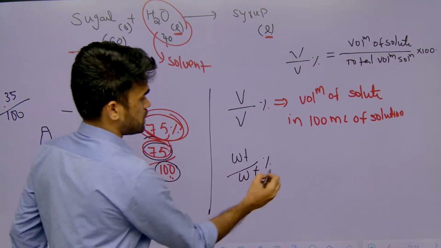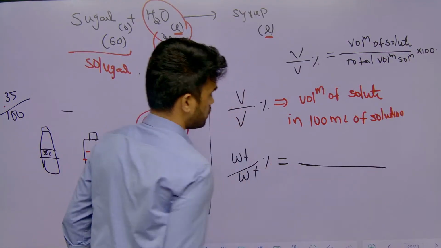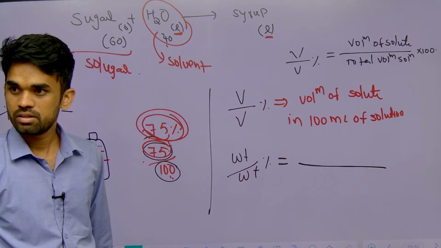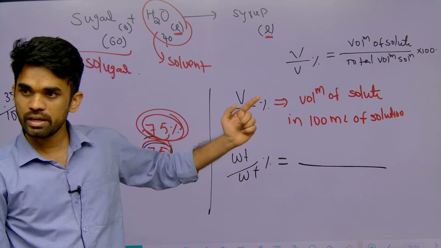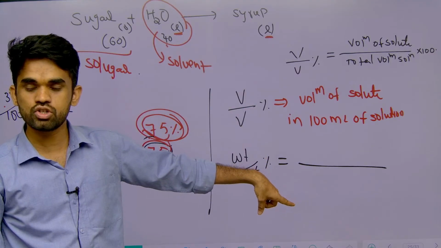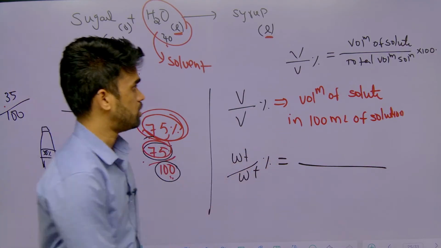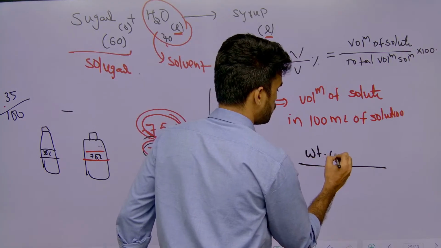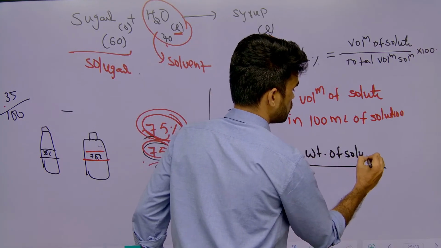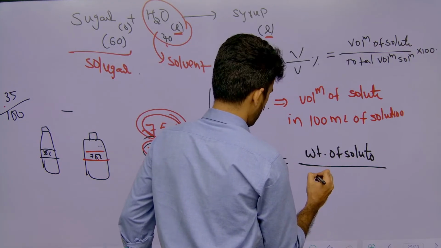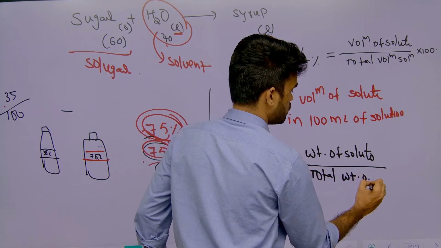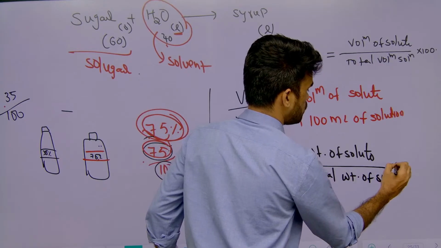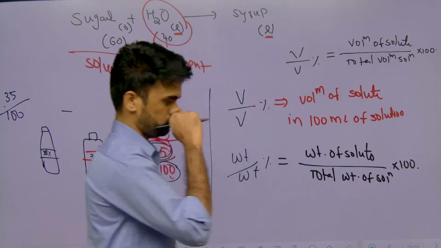Next, weight by weight percentage. You can define it as weight of solute by total weight of solution into 100. So you can write weight of solute by total weight of solution into 100.